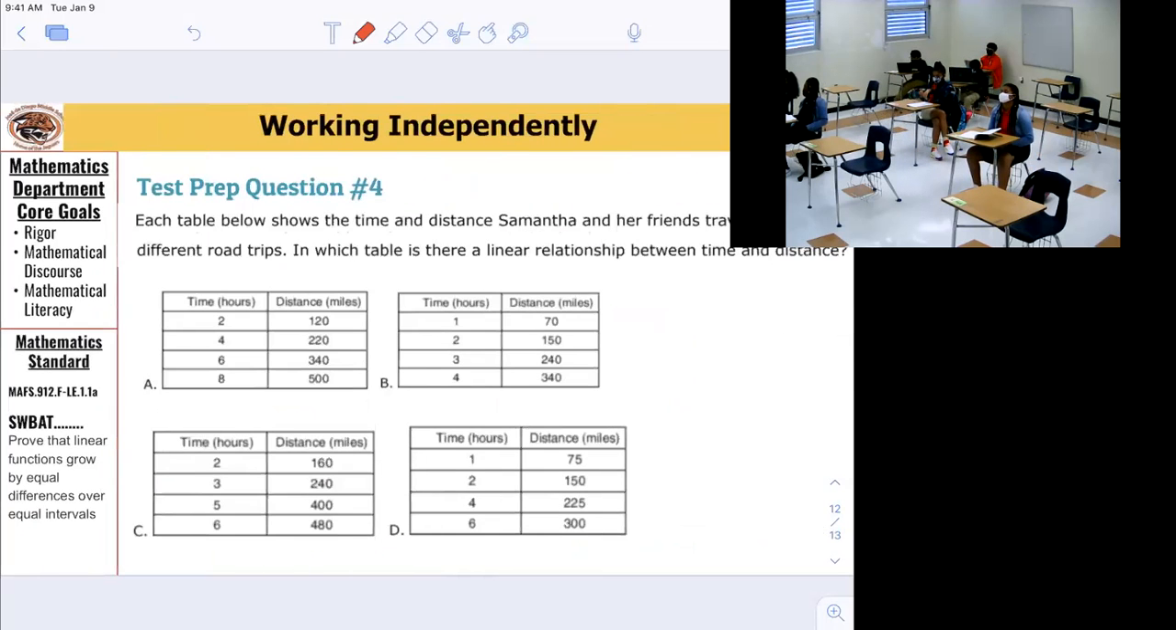This is our last problem we're going to do together. We're probably going to end a little bit early, so I'll let you have some time to get started on some independent work. But here's our last problem. Can I have a volunteer read? Actually, Samantha, you have to read because it's about you.